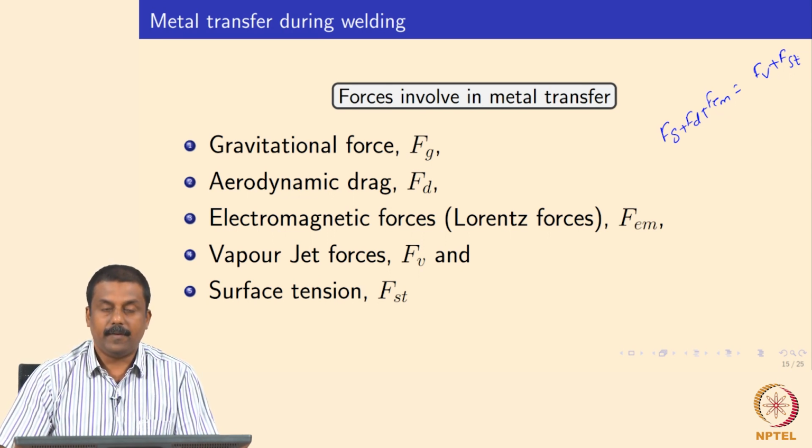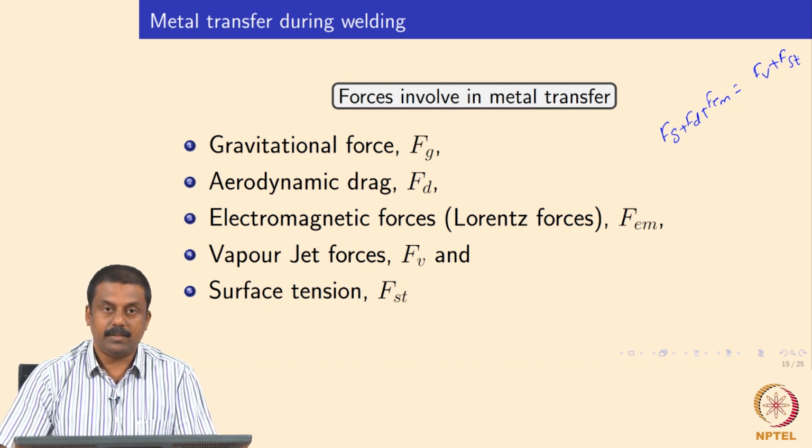For example, if a droplet grows in size big enough, obviously mgh, the gravity would pull the droplet down because gravitational force increases significantly. And Fd is determined by your shielding gas velocities, for example, or your plasma characteristics if you are doing plasma welding, or if you also have an arc force, that will also determine your aerodynamic drag force.